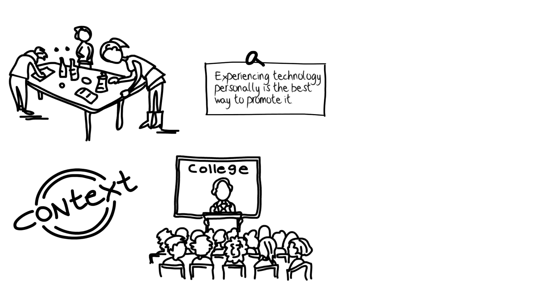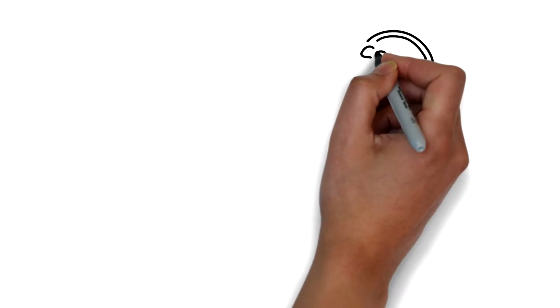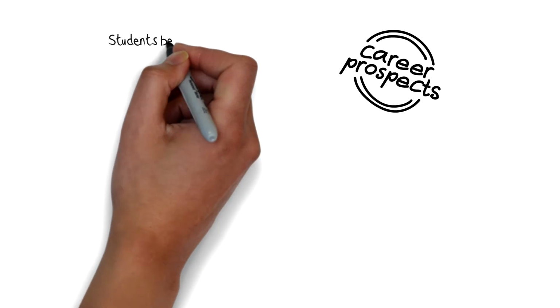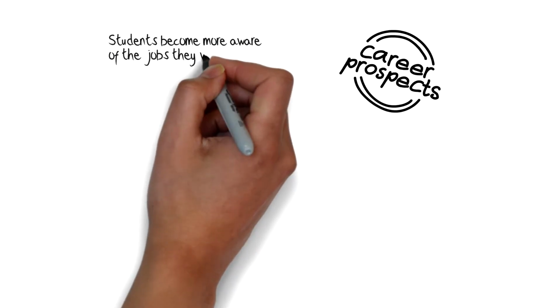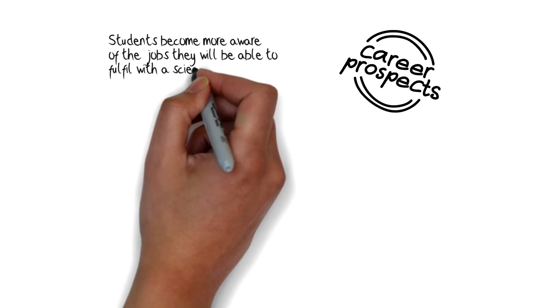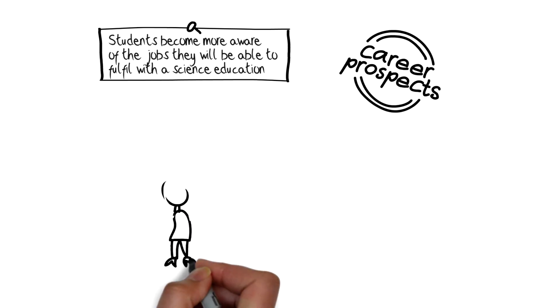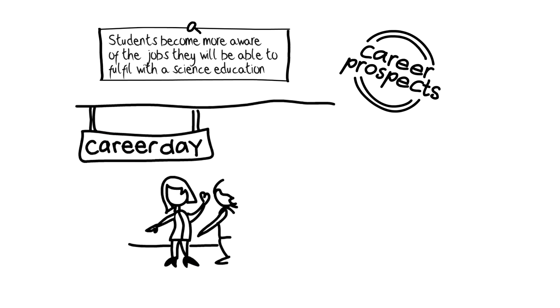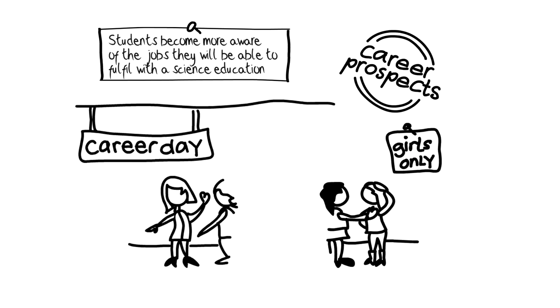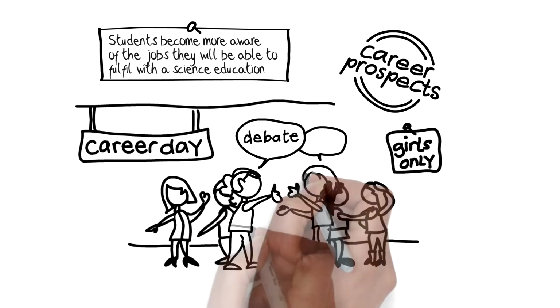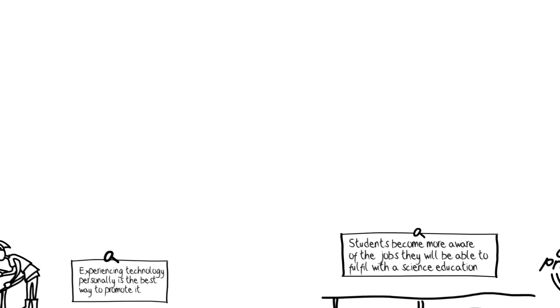Secondly, JetNet focuses on an improved perception of the prospects of a technology-based career choice. Students become more aware of the jobs they'll be able to fulfill in the future with a science education by both meeting with role models and experiencing the working life in the technology sector. A few examples are career days, a girls' day, expert meetings, and debating contests. This dual approach validates the goals of JetNet.